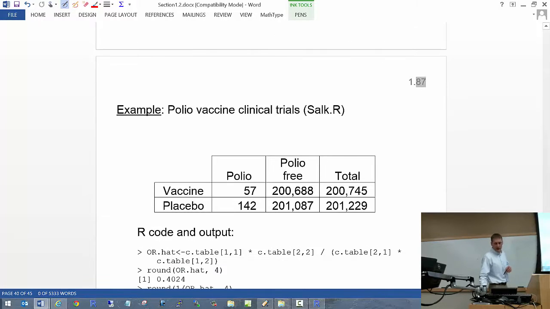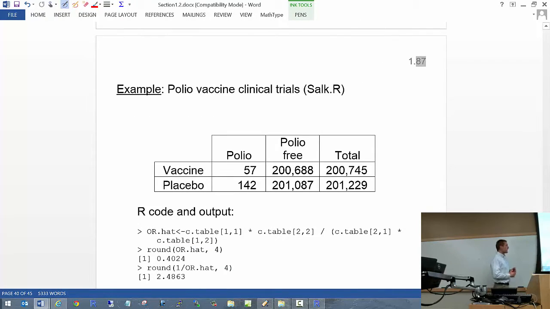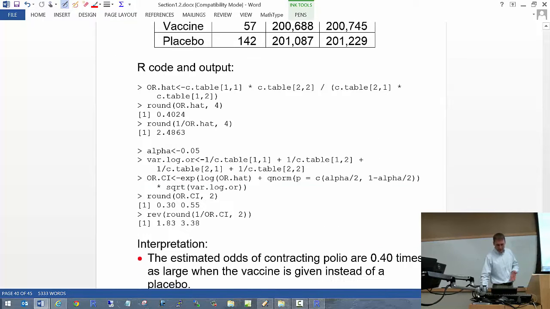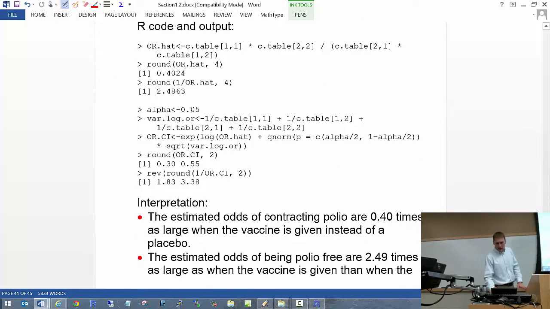Let's take a look at the polio vaccine clinical trial data once again. I'm not going to go through all the calculations. We're just going to look at the actual numerical results. One can calculate the OR hat to be 0.4. So the estimated odds of contracting polio are 0.4 times as large when the vaccine is given rather than the placebo. And that matches our relative risk interpretations that we were getting before.